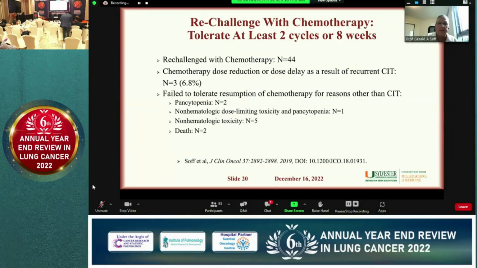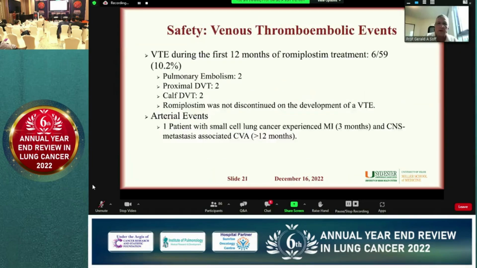We also wanted to see, can we maintain the platelets with resumed chemotherapy? So 44 of the patients were re-challenged with chemotherapy. Not everybody was re-challenged because they had surgery, a couple died. But the patients tolerated it very well. Only 3 patients had recurrent CIT. Other patients had other problems. Pancytopenia, that Romiplostim didn't address. Non-hematologic toxicity. Obviously, a couple of patients died. But we didn't see any evidence of early resistance to the drug.